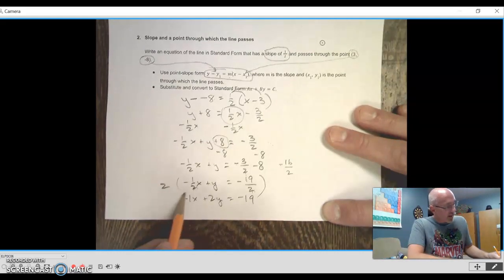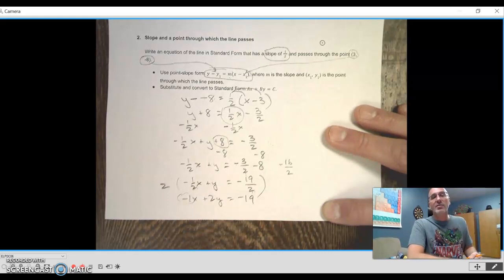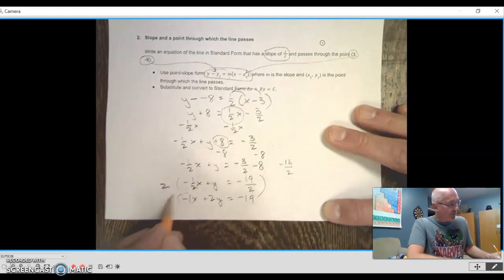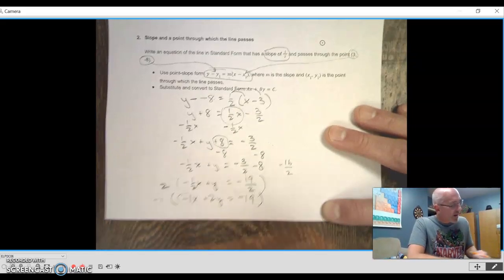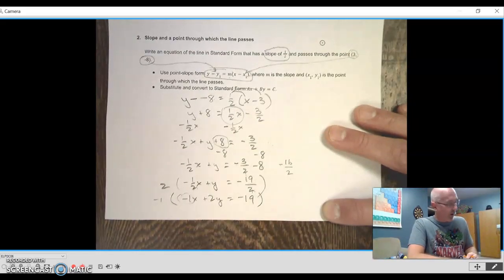Now the last thing is we cannot have a negative number out front on our x term. So what we will do is we will multiply the entire thing by negative 1.